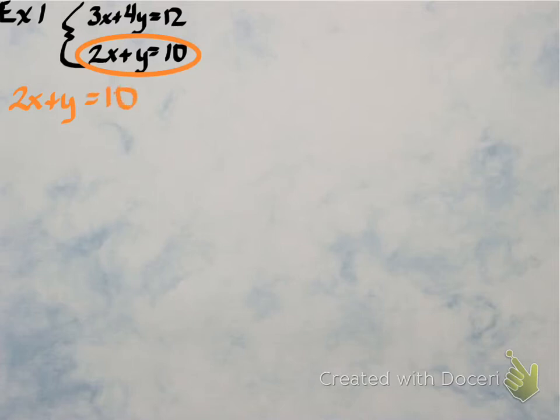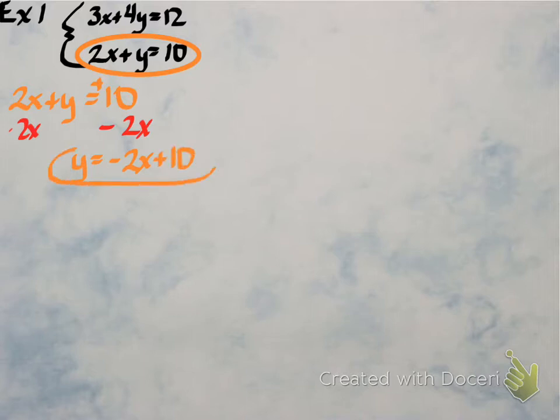I need to get y alone, so step 1 is moving that 2x to the other side, so I subtract 2x from both sides. Just out of habit, I like to have my 2x first, and that's plus 10 because it's positive 10. Now that I have y by itself, I'm going to come back to it later, but we're going to write down the other equation: 3x plus 4y equals 12.